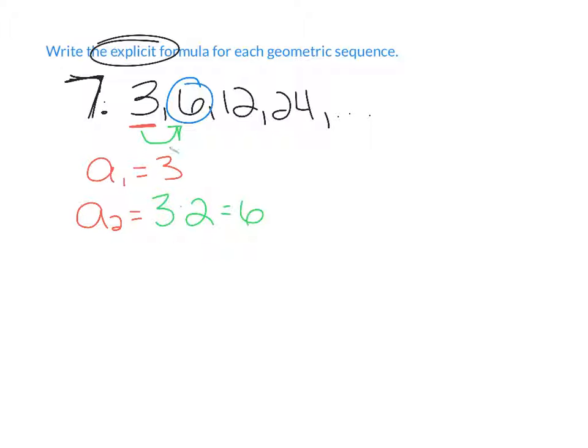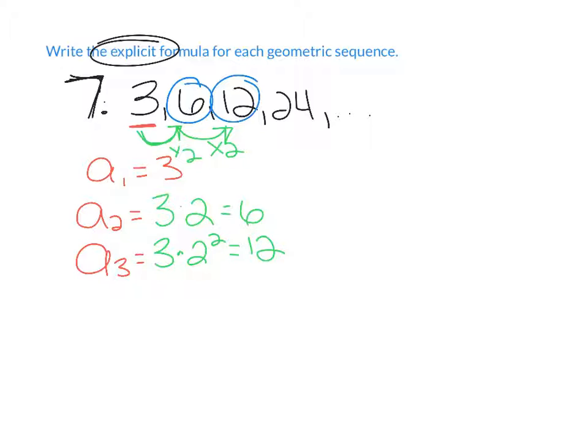That would get me to 6, right? Okay, well, if we keep stepping it out, if I want to find a sub 3, which I obviously know is 12, what I want to know is, if I start with 3, how can I get from 3 to 12? Well, if I start with 3, I would take 3 times 2 times 2, or 3 times 2 squared.